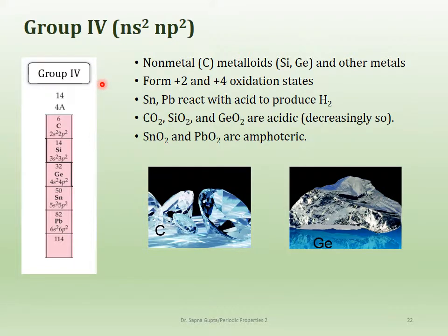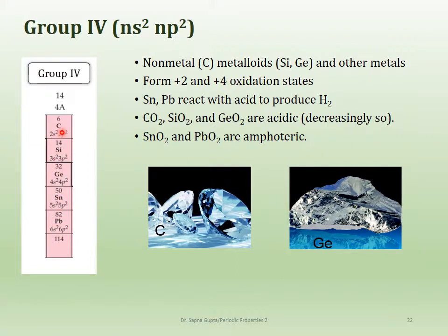Then we get to group 4. Group 4 is one of the most interesting ones because we have all sorts of elements in this. We have the non-metals, which are carbon, silicon, and germanium. These two are the metalloids, and then when you get to tin and lead, these are your typical metals.